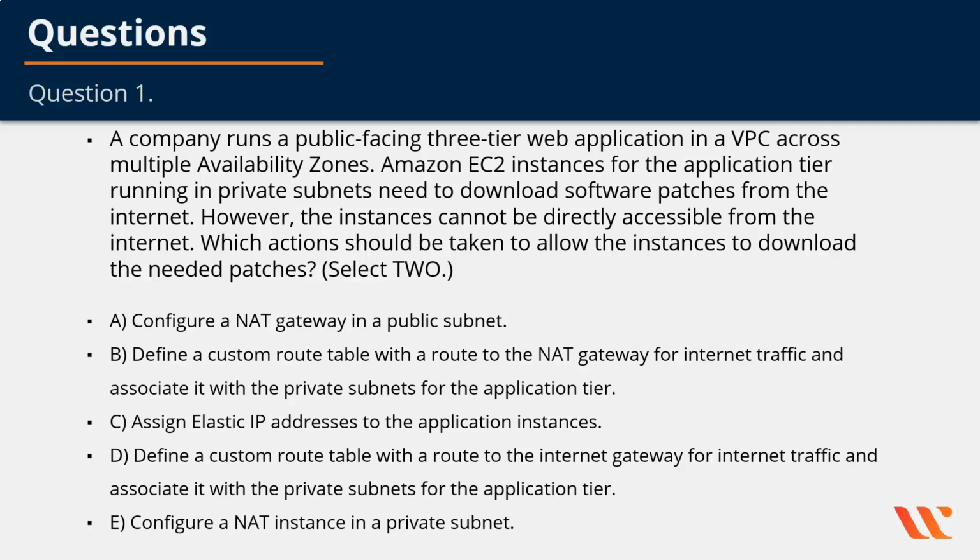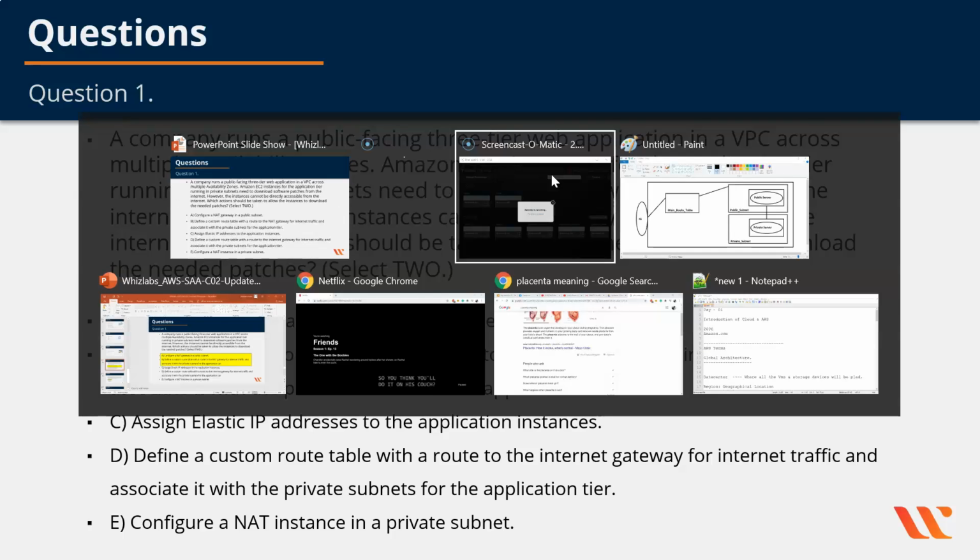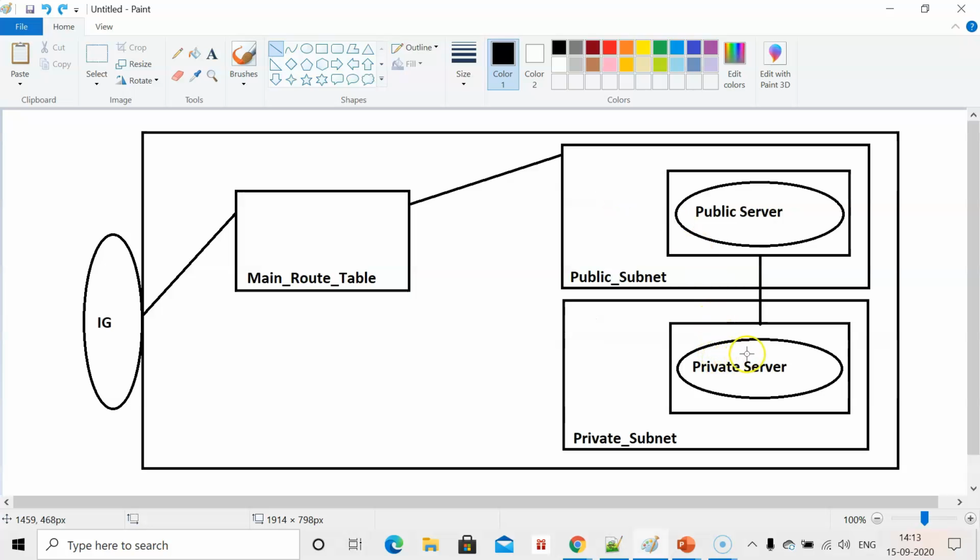This question belongs to core services, where you should know about the services thoroughly. So let's try to understand this question with a diagram. Here, these private application servers need to download the patches. As this server is in a private subnet and this private subnet is not connected to the internet gateway directly, this private subnet will not have internet access. So what should we do? To access the internet in the private subnet, we have to use NAT.